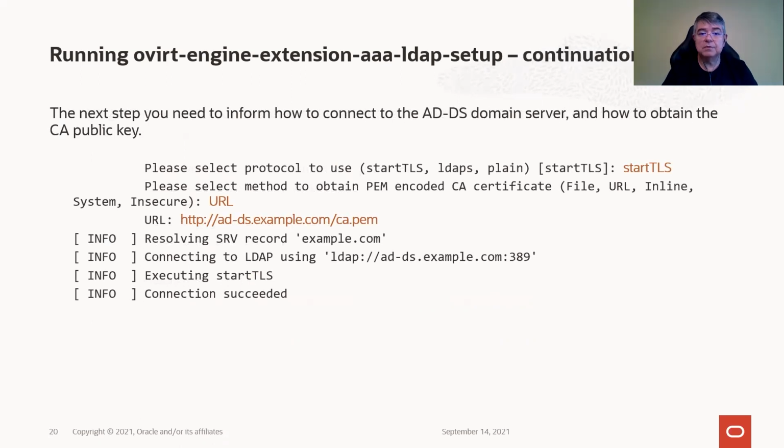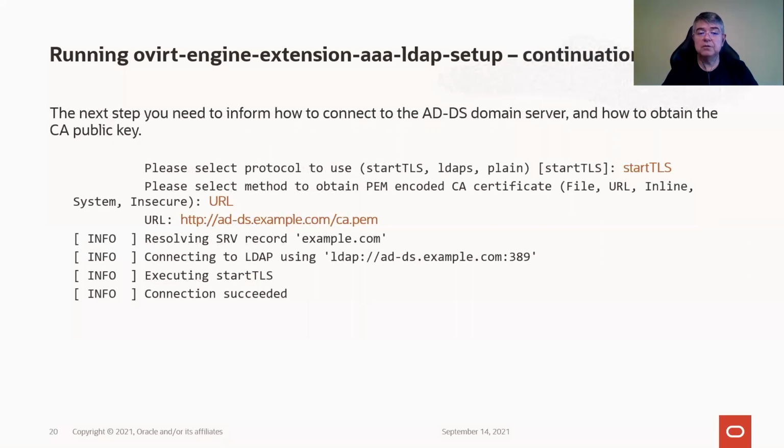The next step, we need to inform how to connect, which protocol you're going to use for the connection. It can be LDAPS, it can be StartTLS. StartTLS is the preferable connection type. It uses a standard port, does not need special implementation on the client side, neither on the server side. And it enables cryptography encryption since the beginning of the connection. And so I just choose StartTLS.